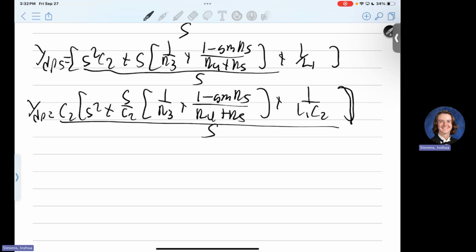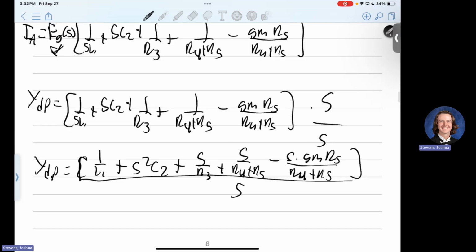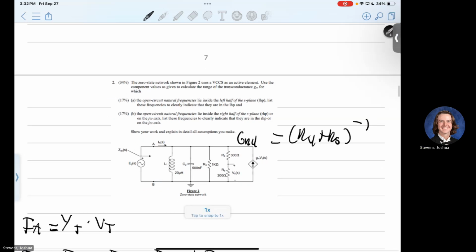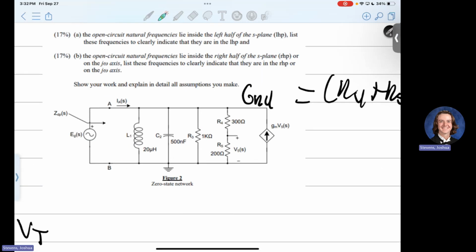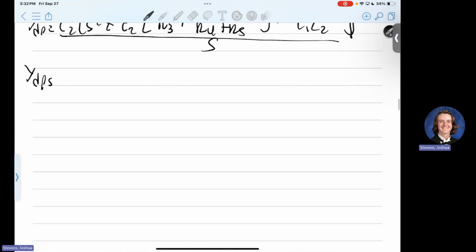Now we can put in some numbers if we want. Actually, we're going to put in some numbers. So when you put in numbers for the values that are listed above: 2 microhenries, 500 nanofarads, 1K, 300, 200. Okay. What we eventually get as our overall function is this.